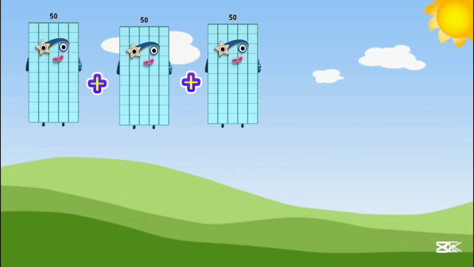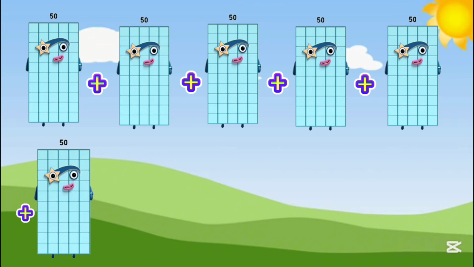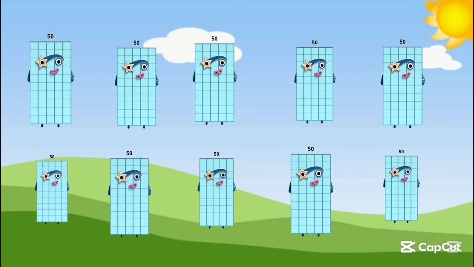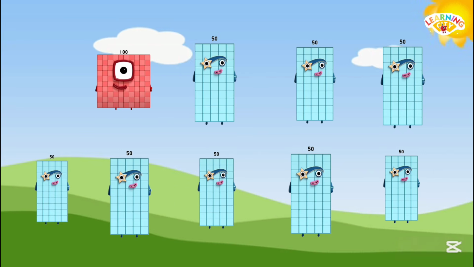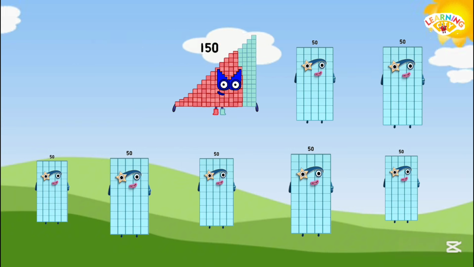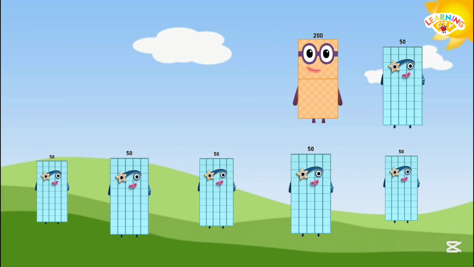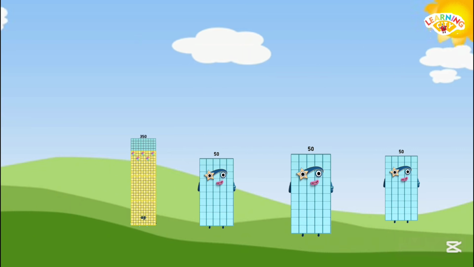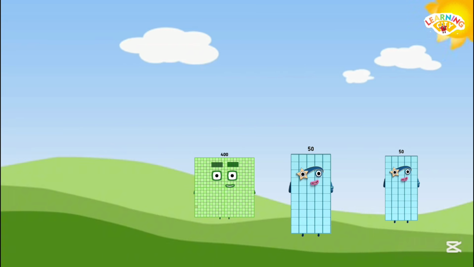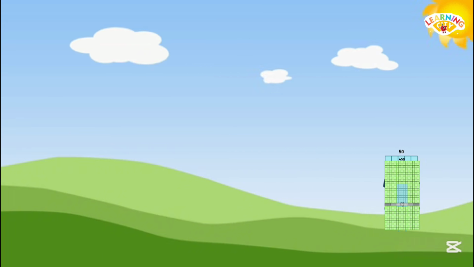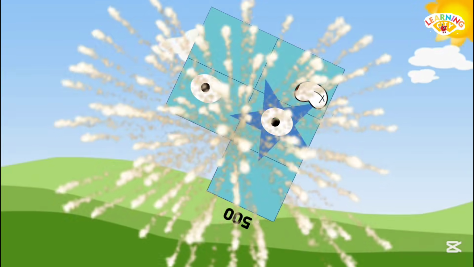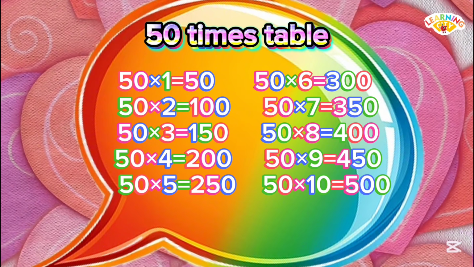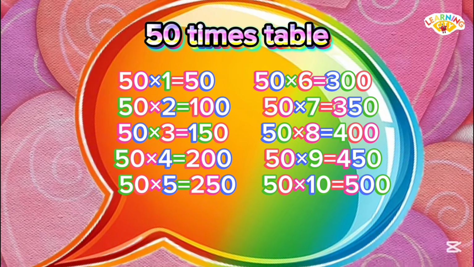Now let's do it again with number 50. 50 plus 50, 100 plus 50, 150 plus 50, 200 plus 50, 250 plus 50, 300, 350, 400, 450. Now 500. Here we have 50 times table by using repeated addition.